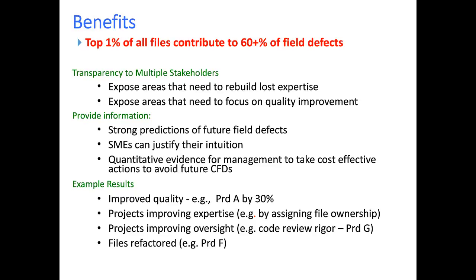So the first benefit is that this approach allows us to expose the areas that are actually relevant for quality to different types of stakeholders. And I'll talk a little bit about that. And these could be either used to rebuild lost expertise or perhaps do some quality improvement efforts. Second part is that it allows the organization to understand a little bit better what their product is, because once you go through this approach, you have some idea of where defects will happen in the future. Therefore, some scheduling of effort could be done.